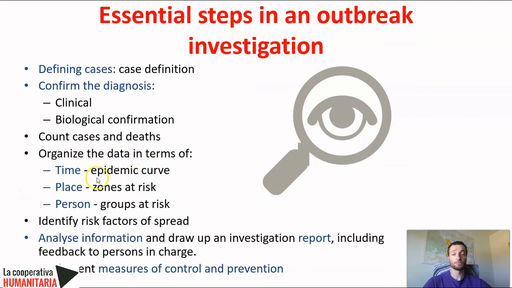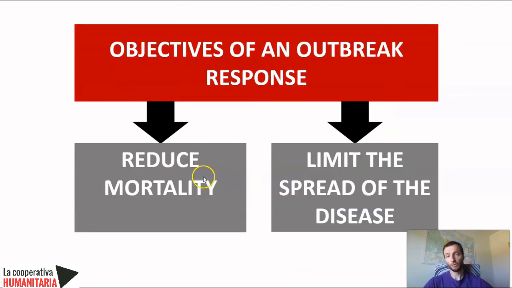In terms of measures, we're going to see that the objective of all outbreak responses is to respond to the outbreak. There are two lines. One is to reduce mortality, and the second is to reduce the spread of the disease. So reducing mortality will be one of the lines of intervention, and the second line is to reduce the spread, the morbidity, how many people are affected by this disease.